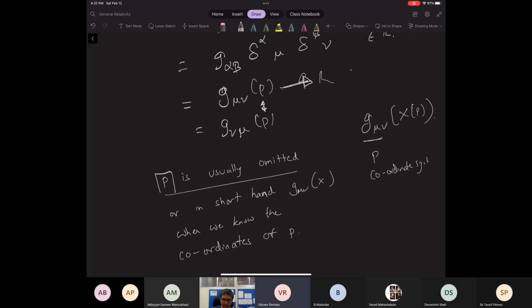So sometimes in shorthand, we'll just write this as G mu nu at X. This is the metric coefficients G mu nu at the point X. And you know which coordinate system you're working in.